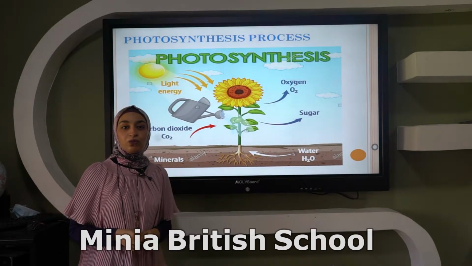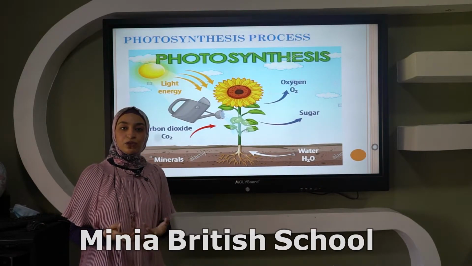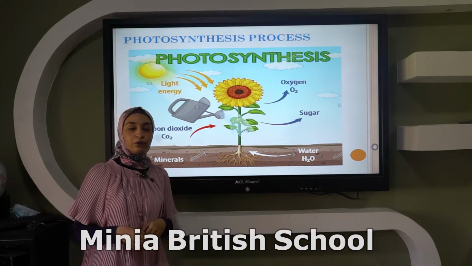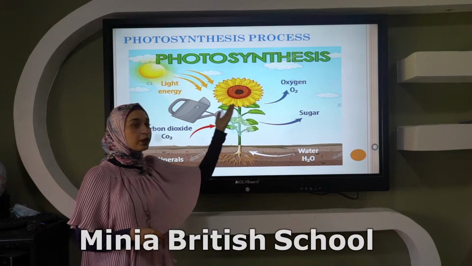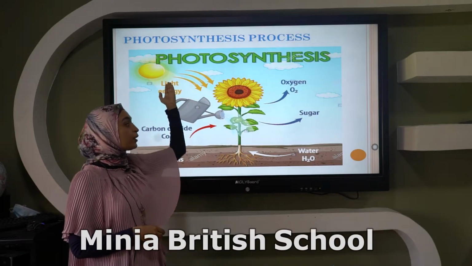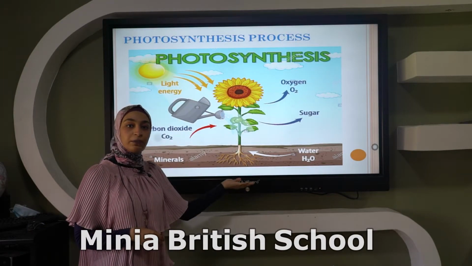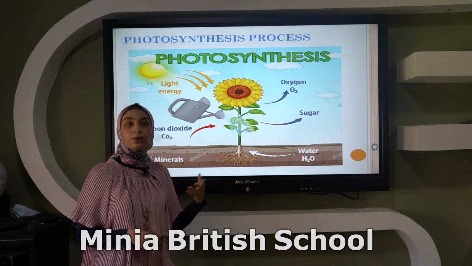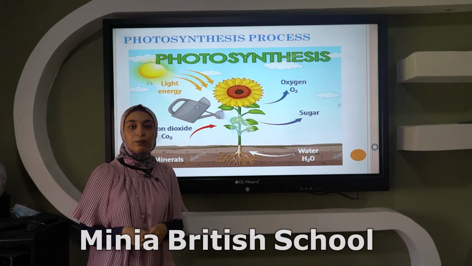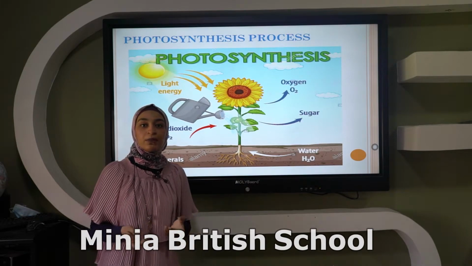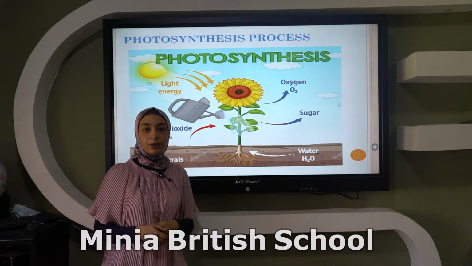As we always know, we have to know something about the photosynthesis process, which is very important for green plants to make their own food. They take carbon dioxide from the air, sunlight from the sun, and water and mineral salts from the soil to produce what? To produce the food and the oxygen, which is very important for all living organisms to breathe during the respiration process.